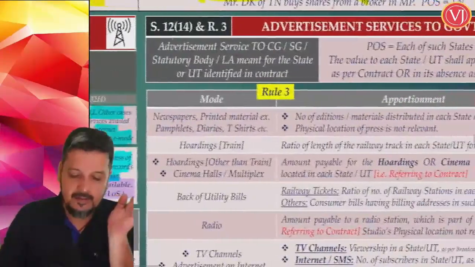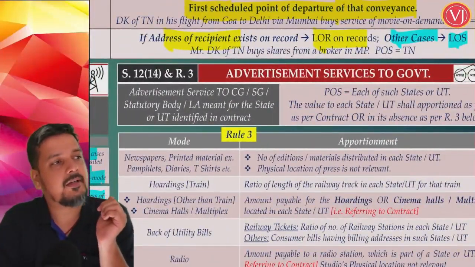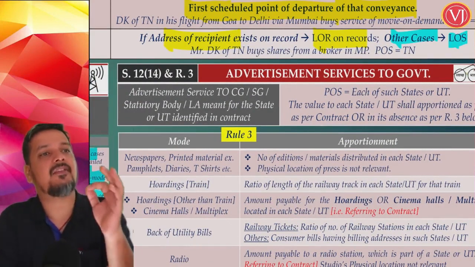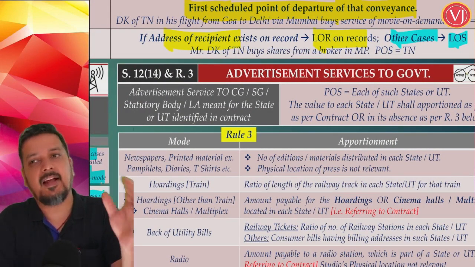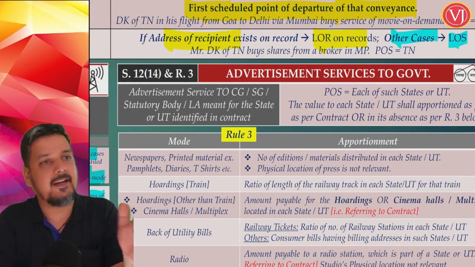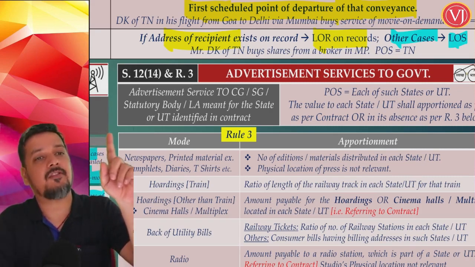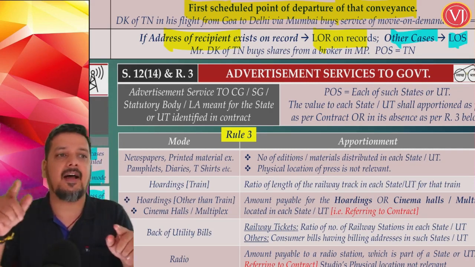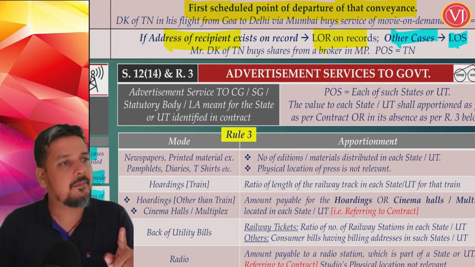And the final category is advertisement services to government. Please understand that if advertisement is given to a normal private company, be it Reliance Limited or any other private entity, then it is not coming here. It will go to section 12 subsection 2. B2B, location of registered recipient. B2C, address there, location of recipient. Address not there, location of supplier.